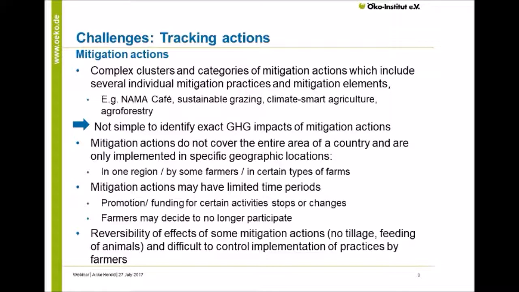Then the mitigation actions may have limited time periods. Some promotion of certain activities may only be during a specific time period or may change over time, or farmers may decide to no longer participate in an activity. And in some areas, you could have a reversibility of the effects of some mitigation actions. For example, when farmers adopt no tillage systems, then usually the carbon stocks in soils increase, but when they start tillage systems at some point in time, the effects would be reversed, and it is difficult to control the implementation of the practices by all farmers over time.